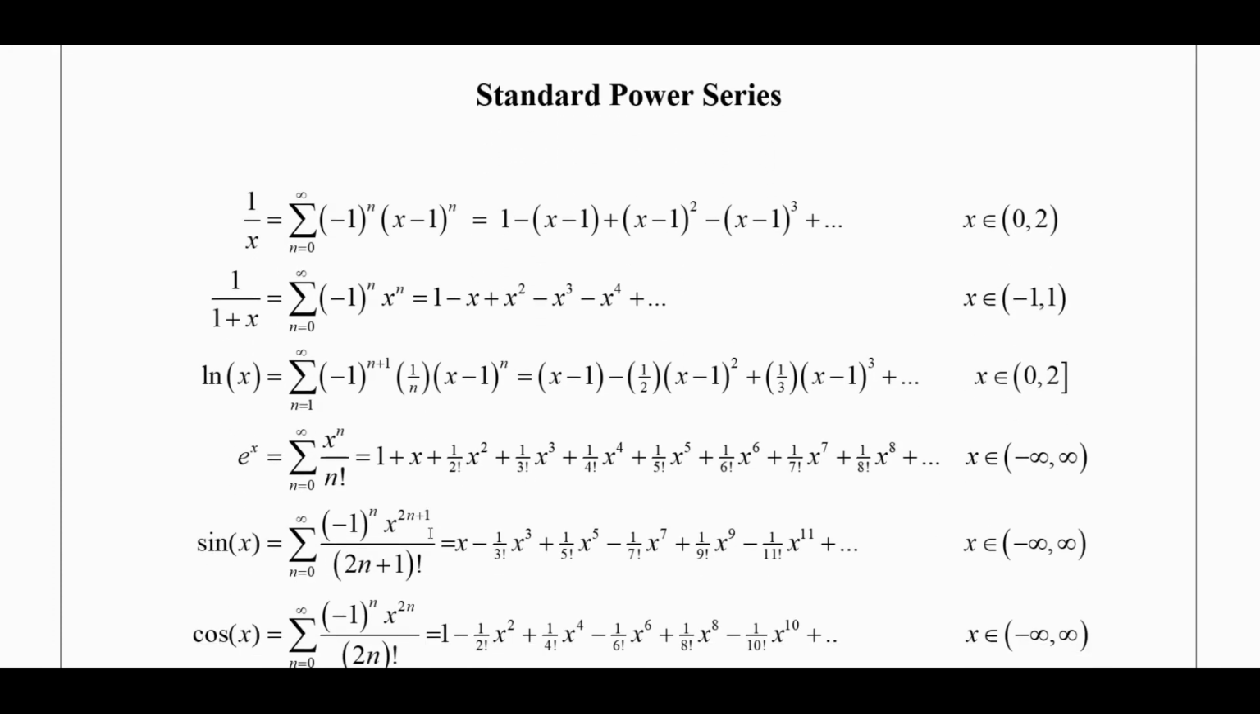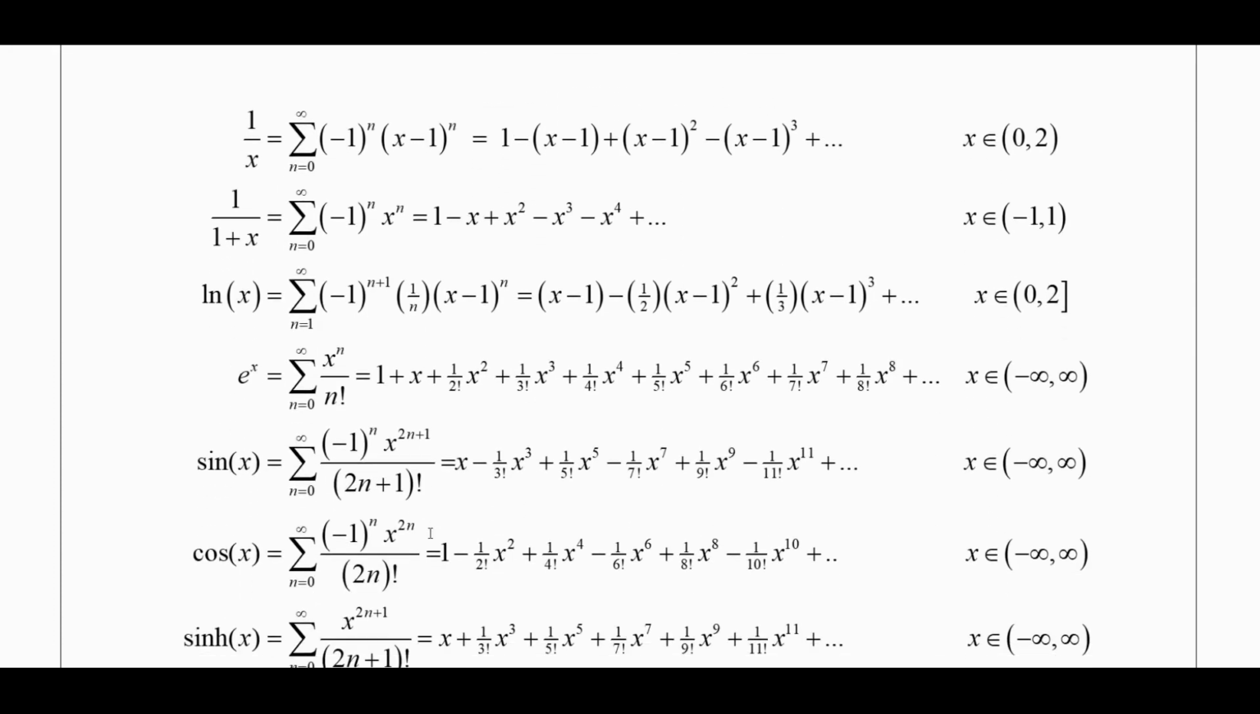So let me real quickly summarize some of the standard power series that we've worked out in this video and some of the previous videos. So first of all, a geometric series, 1 over x. One way we can do that is center it at 1, and we get the sum from n equals 0 to infinity of negative 1 to the n, x minus 1 to the n, like that. These come from a geometric series. That's valid from 0 to 2, non-inclusive. 1 over 1 plus x is the sum from n equals 0 to infinity, negative 1 to the n, x to the n. It's worked out like that.